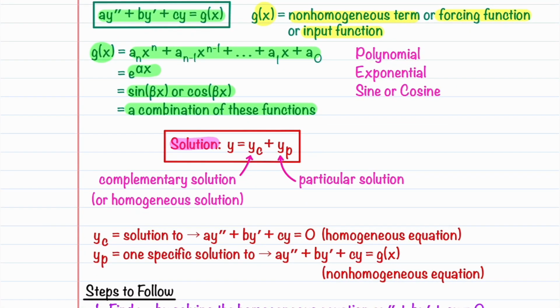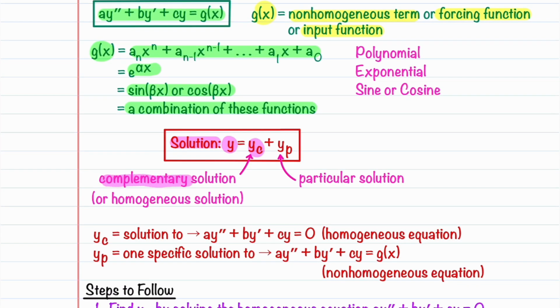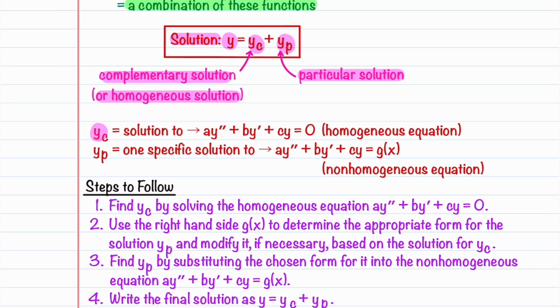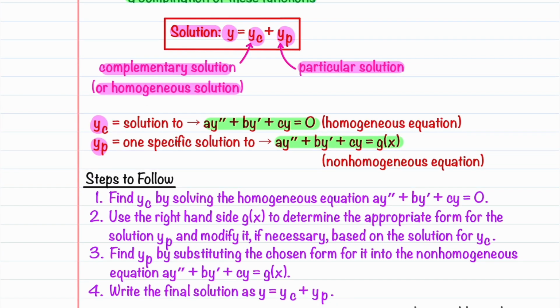The solution to this non-homogeneous equation looks like this. The solution y is equal to y sub c, or it could be y sub h. That's called the complementary solution, or the homogeneous solution, plus y sub p, and that's the particular solution. Y sub c is the solution to the homogeneous equation, and then y sub p is one specific solution to the non-homogeneous equation. When you're solving this type of equation, there are 4 steps that you can follow.